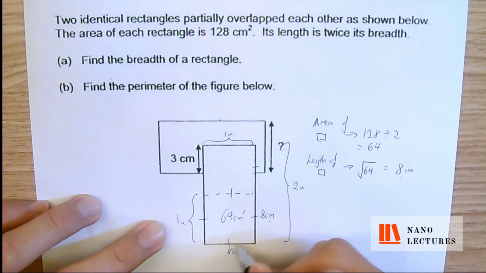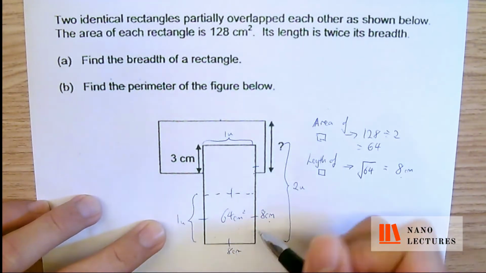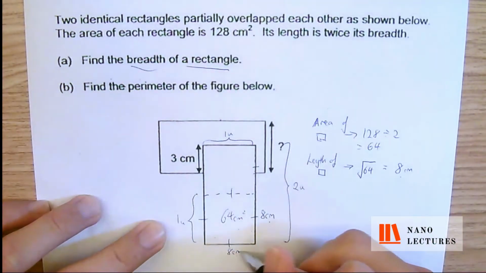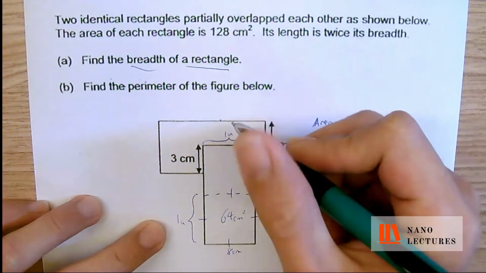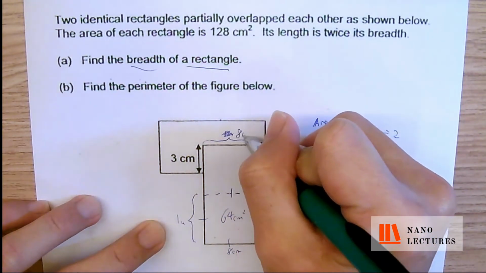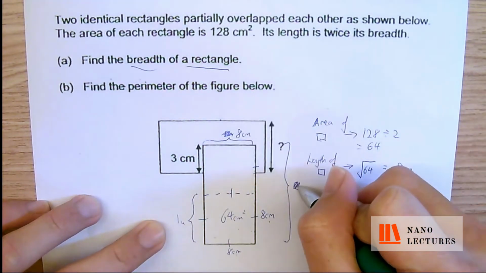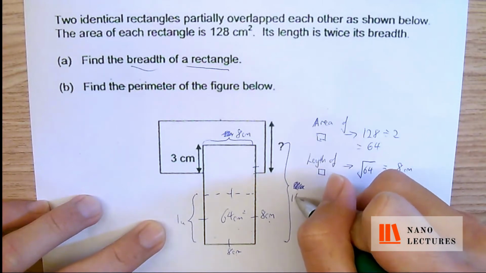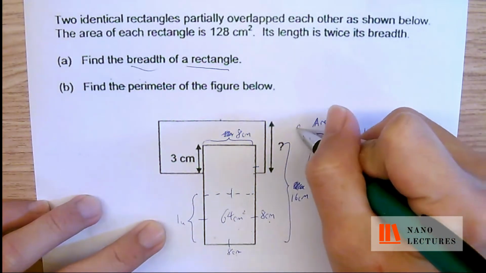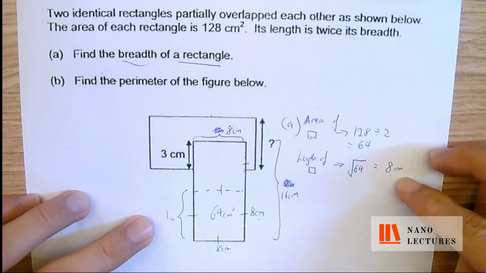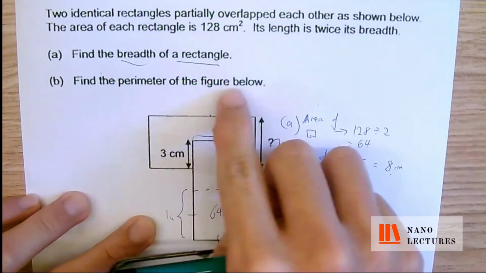Now, if the length of the square is 8 cm, isn't it the same as the breadth of the rectangle? Therefore, this 1 unit would be 8 cm. So I'm going to cancel and write 8 cm instead. And here, instead of writing 2 units, I'm going to write 16 cm. Okay, so your part A is done. Simple. For the second part, they mentioned to find the perimeter of the figure.